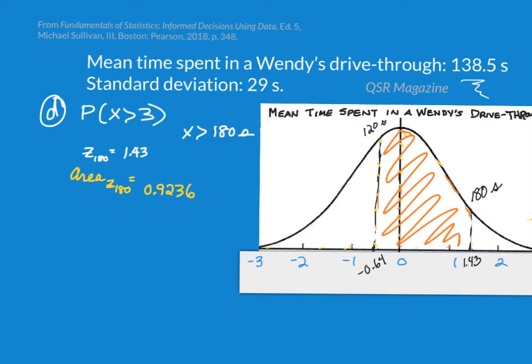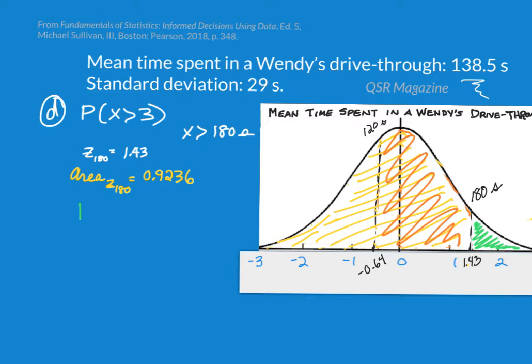In fact, knowing the z-score for 180 seconds, or 3 minutes, and the area to the left of that z-score are very important for this, even though we don't want to know the percentage of people who spend less than 3 minutes. We're interested in the people who spend more than 3 minutes.